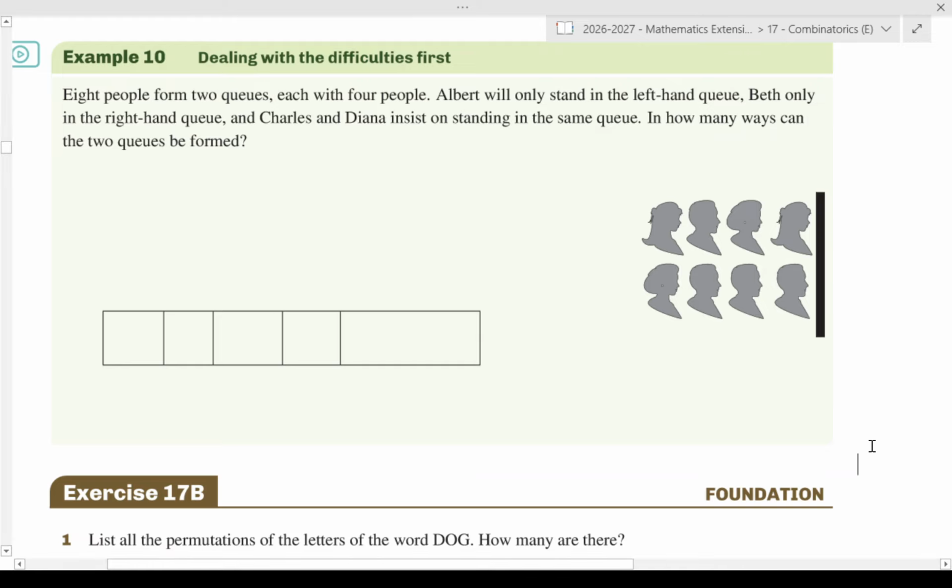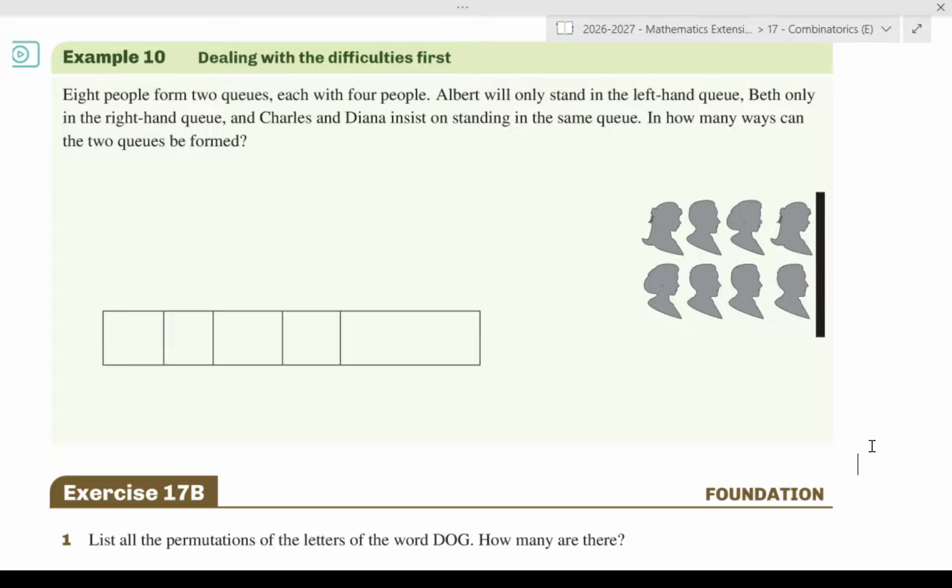Okay, so if you are doing questions like these, or most often when you're doing questions like these, you'll find that people don't like to be simple, and situations aren't always nice and clear cut. A lot of the time, there are difficulties or constraints that come up whenever we're doing these situations. When those come up, we deal with them first.